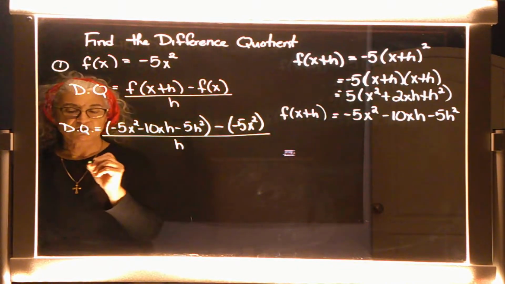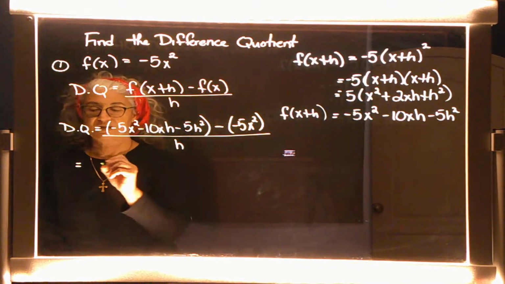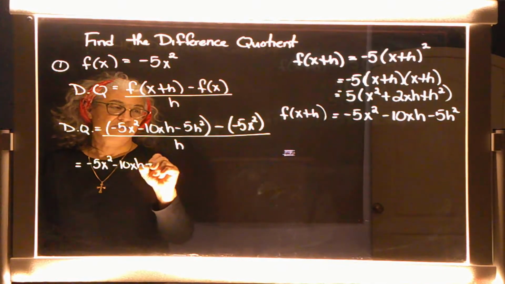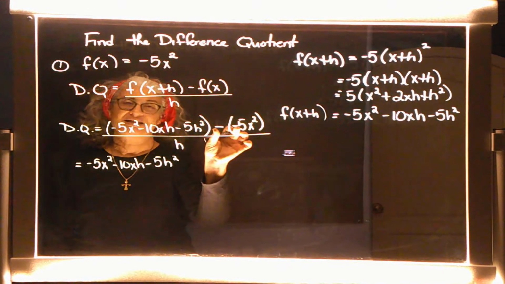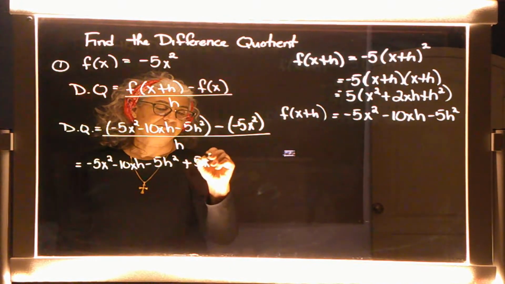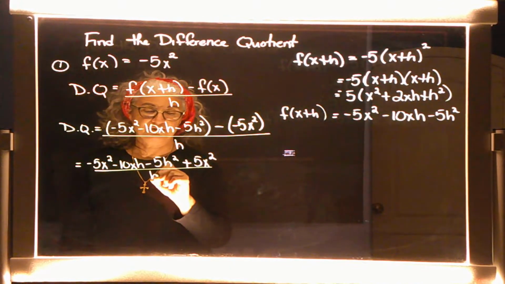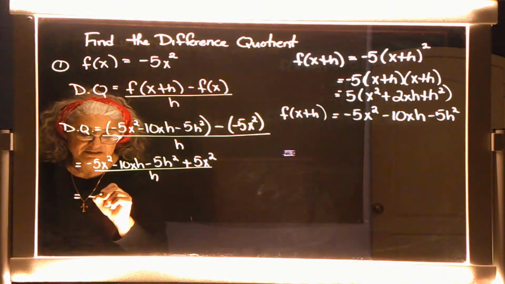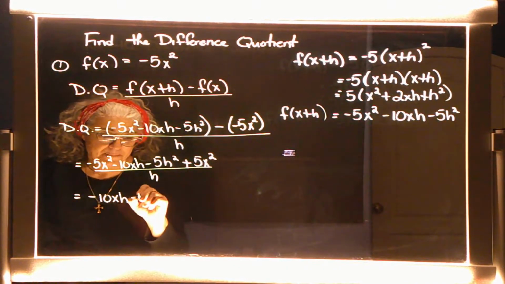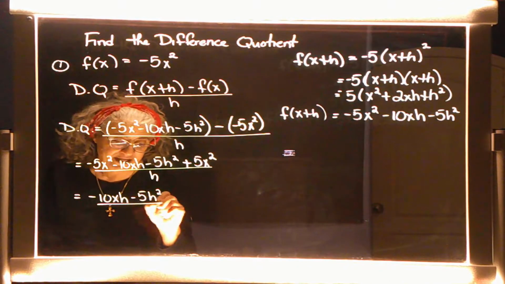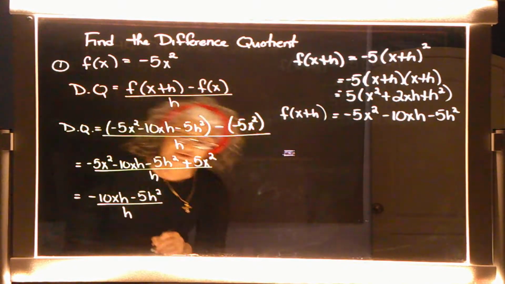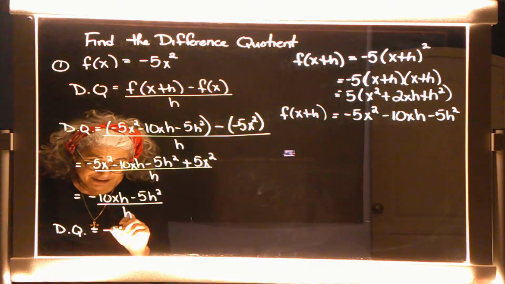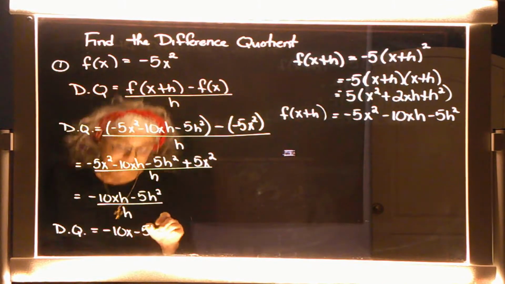Cool? Okay, time to do some simplifying. So I'm going to get rid of the parentheses out of the numerator, which will make life a little bit nicer. This double negative goes to a positive, doesn't it? And I don't know about you, but I'm noticing those 5x squareds are going to cancel. So yay for that. So that leaves me a negative 10xh minus 5h squared all over h. Oh, looky there. I'm noticing some h's are canceling. So my difference quotient here would be negative 10x minus 5h.